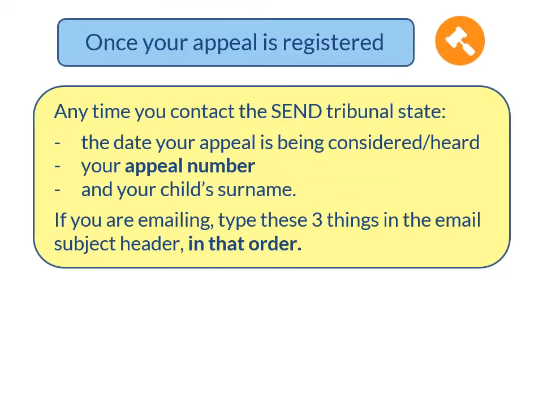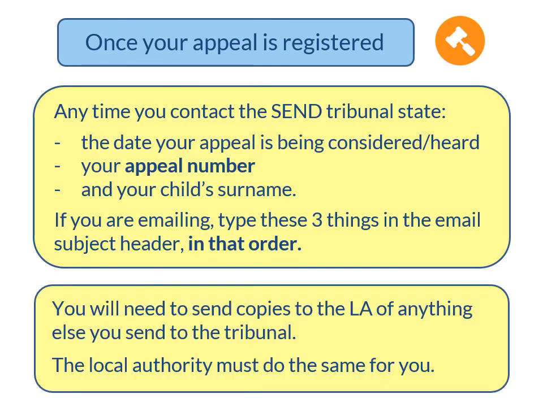Once your appeal is registered, any time you contact the SEND Tribunal, you will need to state in your communication the date your appeal will be considered or heard if you ask for an oral hearing, your appeal number, and your child's surname. If you are emailing, type these three things in the email subject header in that order. You will need to send copies to the local authority of anything else you send to the Tribunal after first registering your appeal. The LA must do the same for you, so that everyone has all the information that is sent to the Tribunal.